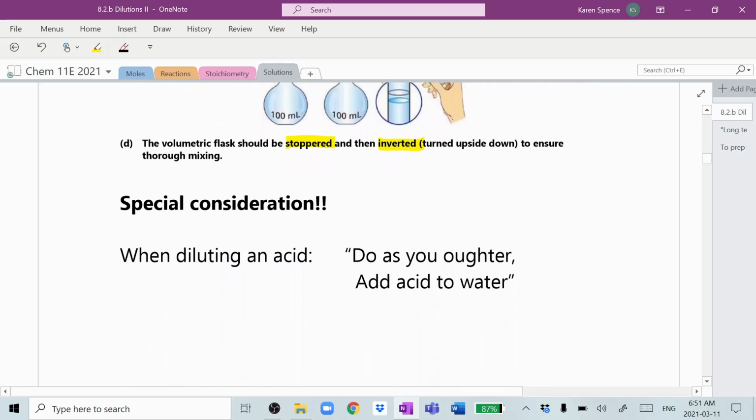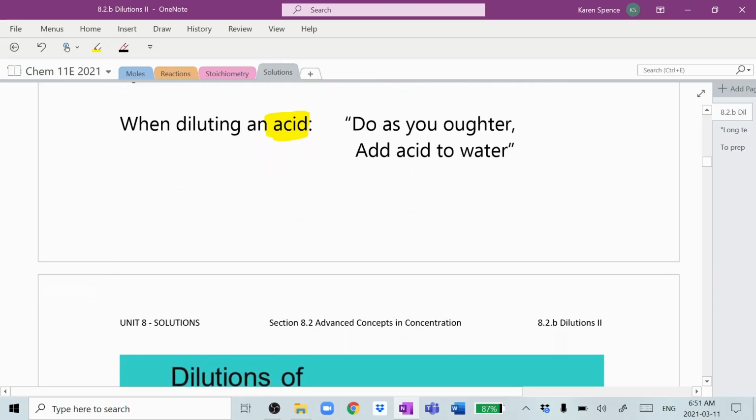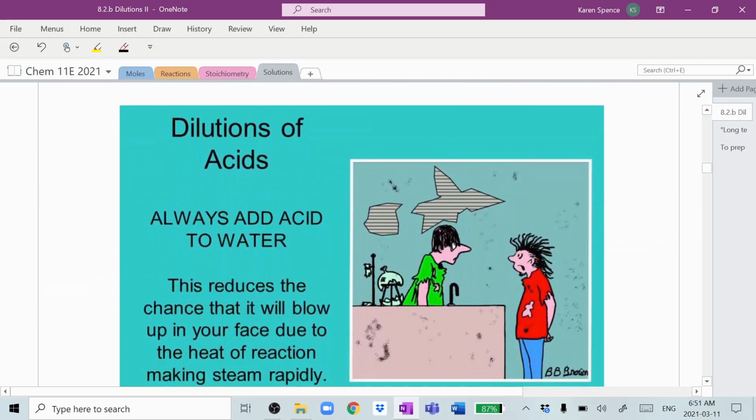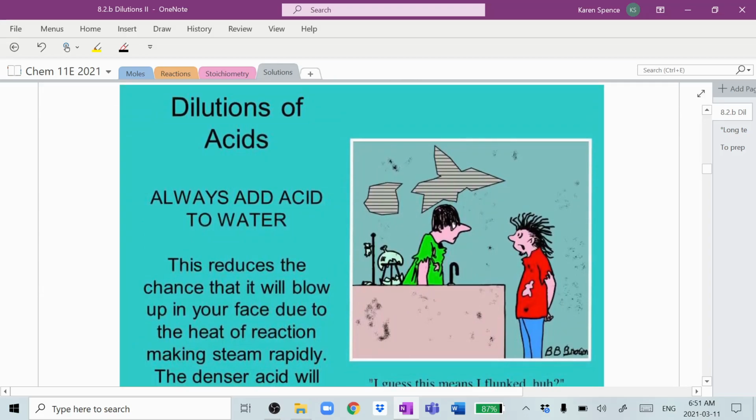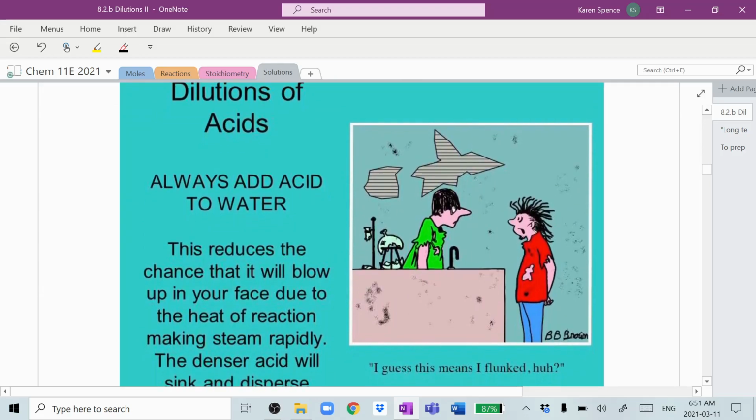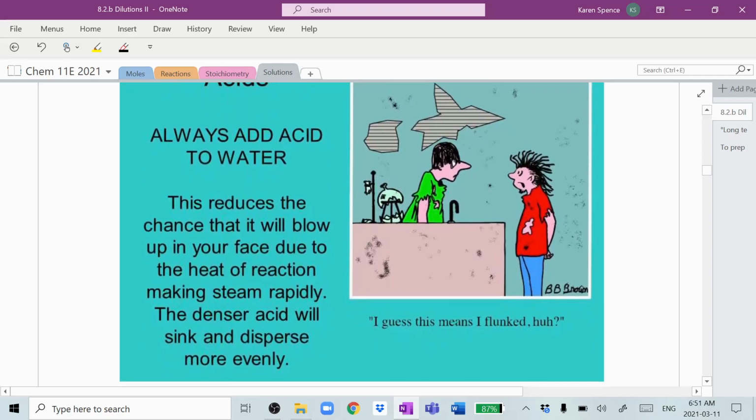Special consideration. This is for acids. Do as you oughter, add acid to water. This is because when you are diluting an acid, the mixing of an acid and water is a very exothermic process. So a ton of heat is released. In fact, so much heat is released that it can make a lot of steam, and that steam can bubble and end up splashing in your face. And that is a very, very sad thing.